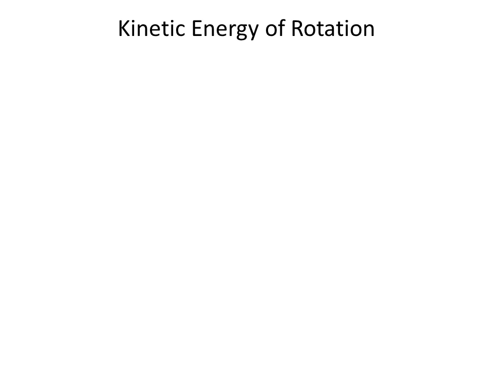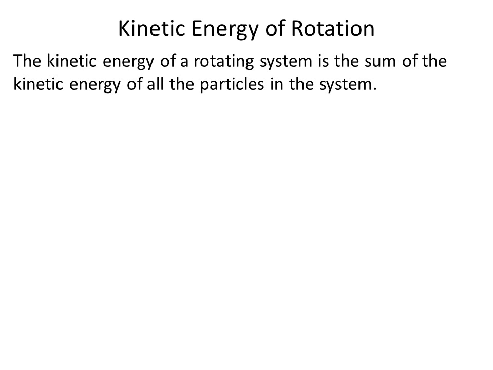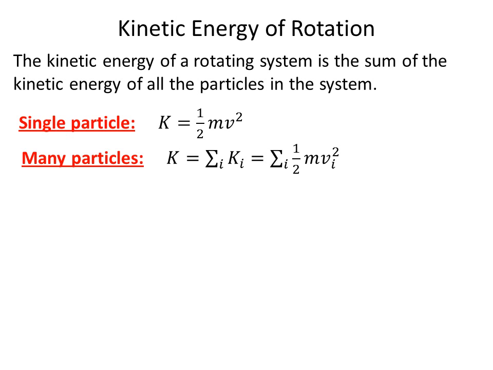In this lecture, we look at the kinetic energy of rotation. The kinetic energy of a rotating system is the sum of the kinetic energy of all the particles in the system. For a single particle, the kinetic energy is equal to 1/2 times the mass of the particle times the velocity of the particle squared. For many particles, the kinetic energy of the system of particles is equal to the sum of the individual kinetic energies, which is equal to the sum of 1/2 times the mass of a particle times the velocity of each particle squared.